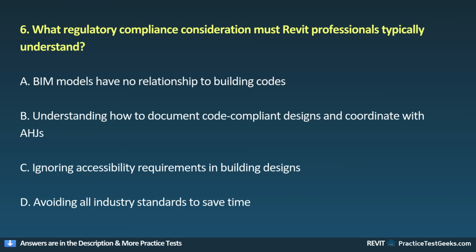6. What regulatory compliance consideration must Revit professionals typically understand? A. BIM models have no relationship to building codes. B. Understanding how to document code-compliant designs and coordinate with AHJs. C. Ignoring accessibility requirements in building designs. D. Avoiding all industry standards to save time.